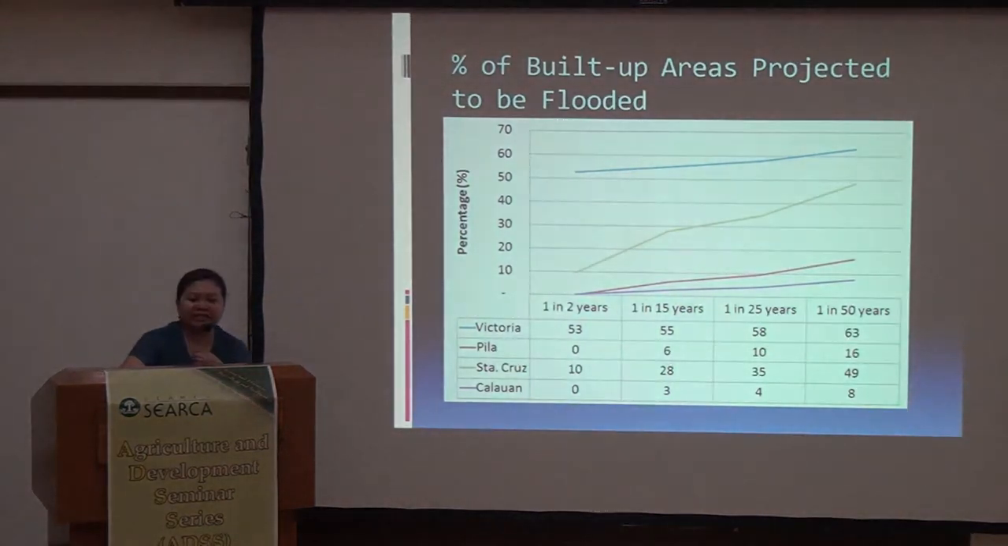In terms of percentage coverage, although Santa Cruz has the highest inundated lands in terms of absolute hectares, in this figure, what we can see is that Victoria has the highest percentage coverage of inundation. Okay, and this is followed by Santa Cruz, and Pila, and lastly by Calawan. For Victoria, as you can see, a 1-in-50-year flood can cover about 63% of all the residential or built-up lands.